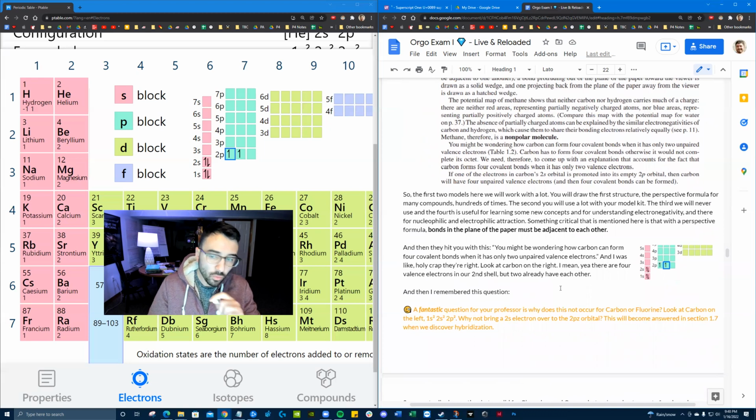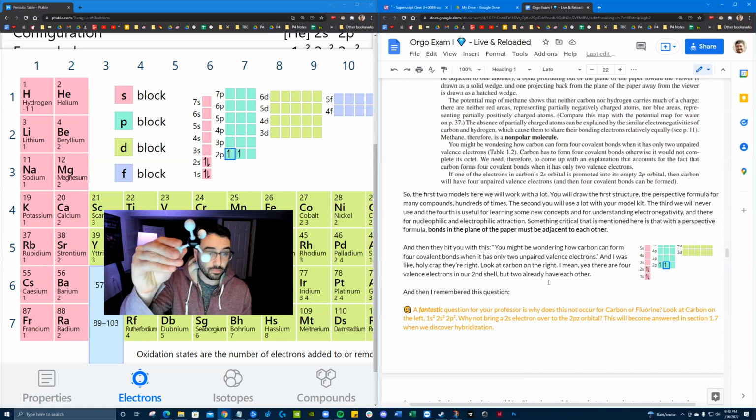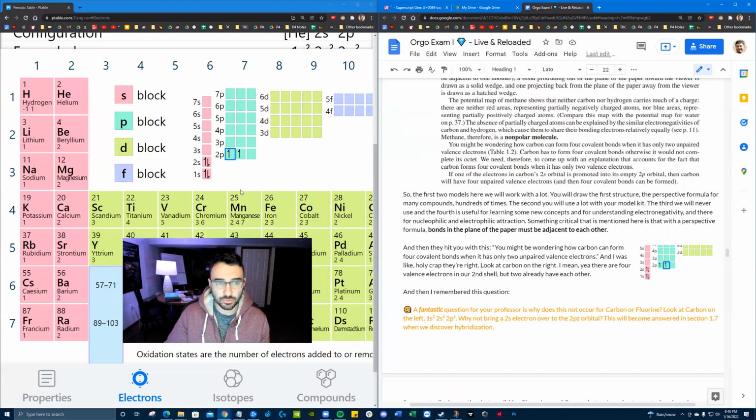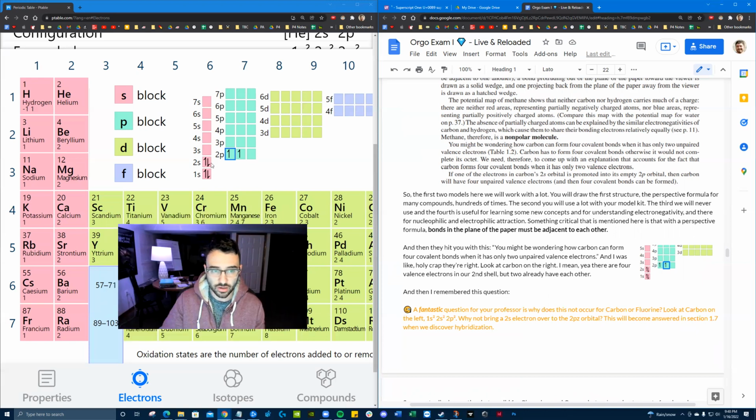Then it asks, you might be wondering how carbon can form 4 covalent bonds when it has only 2 unpaired valence electrons. This methane has 4 covalent bonds. It's carbon in the middle, and it's attached to 4 hydrogen atoms. This is a good question, because when we think about that chromium and copper exception, where we borrowed an electron from an s orbital and put it into, I believe, a d orbital, we can see that we can kind of do the same thing here.